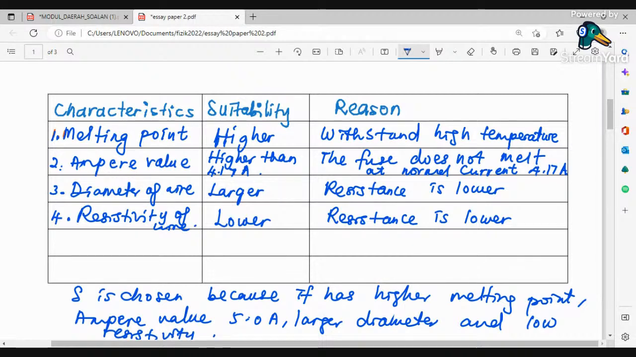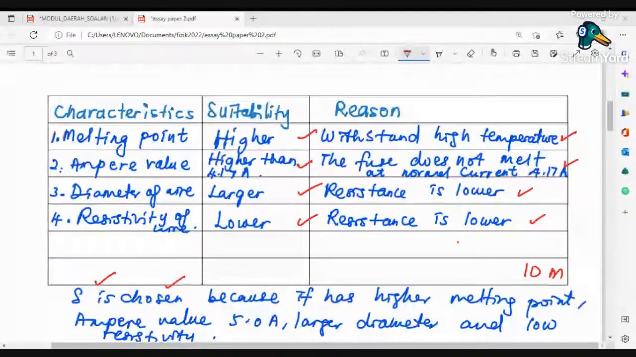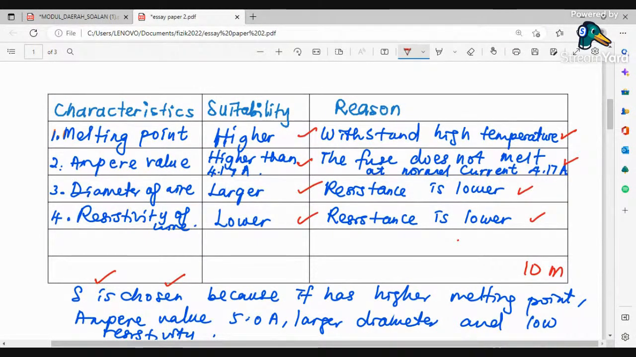Okay, so you have all the points. So you have how you get points from here. This is one pair. 1, 2, 3, 4, 5, 6, 7, 8, 9, 10. You have 10 marks for this one. If you have questions, you can write in the chat. That one is for the essay part, 10 marks, number 9.